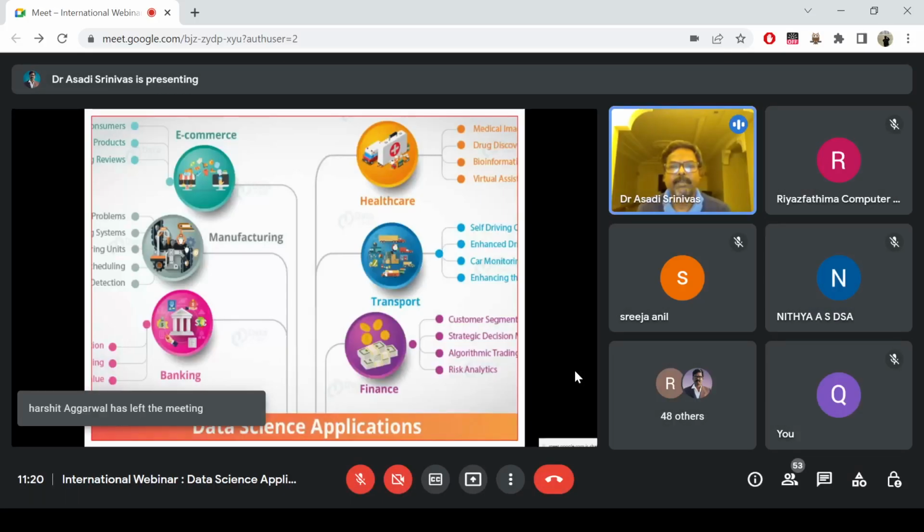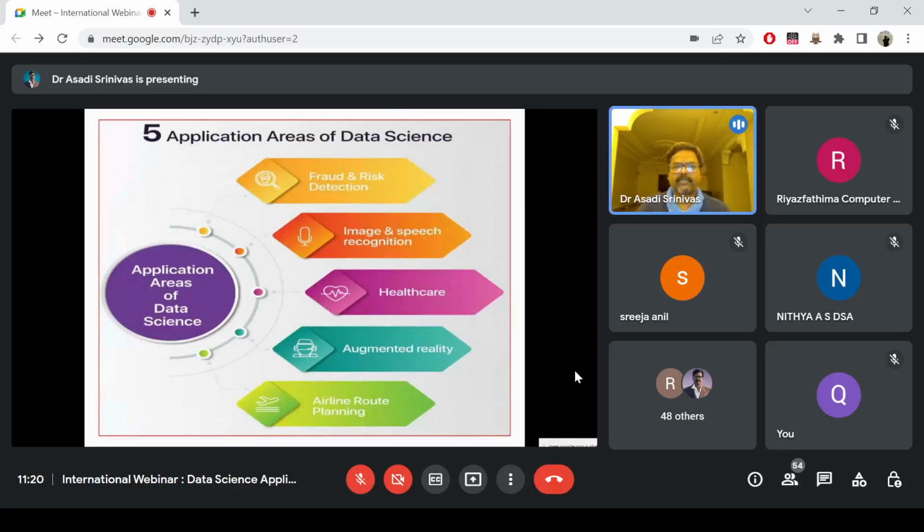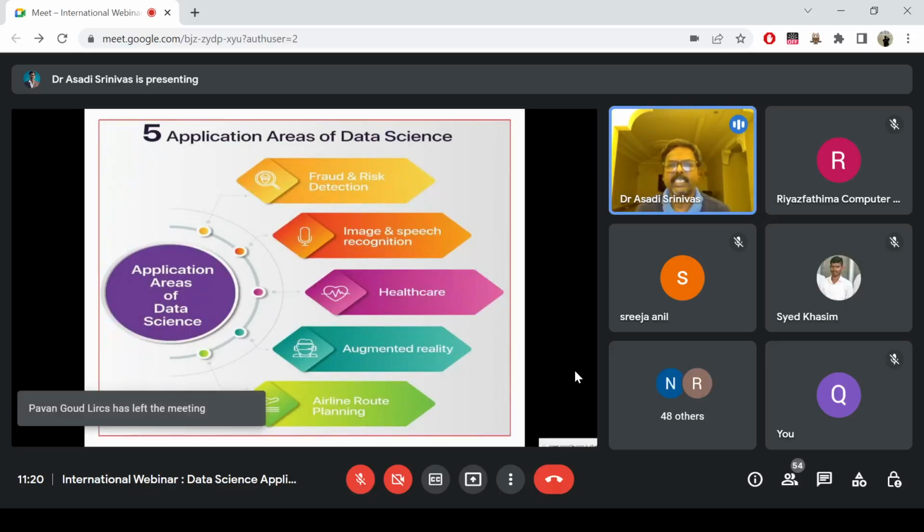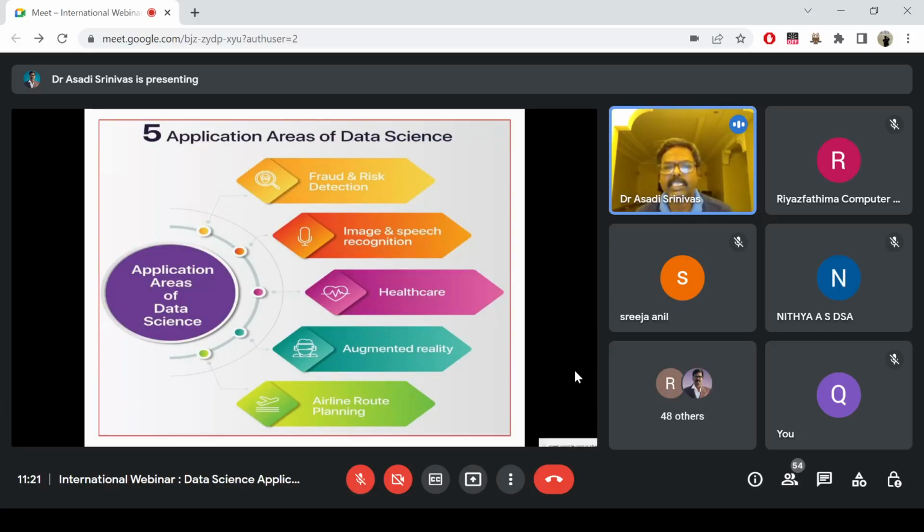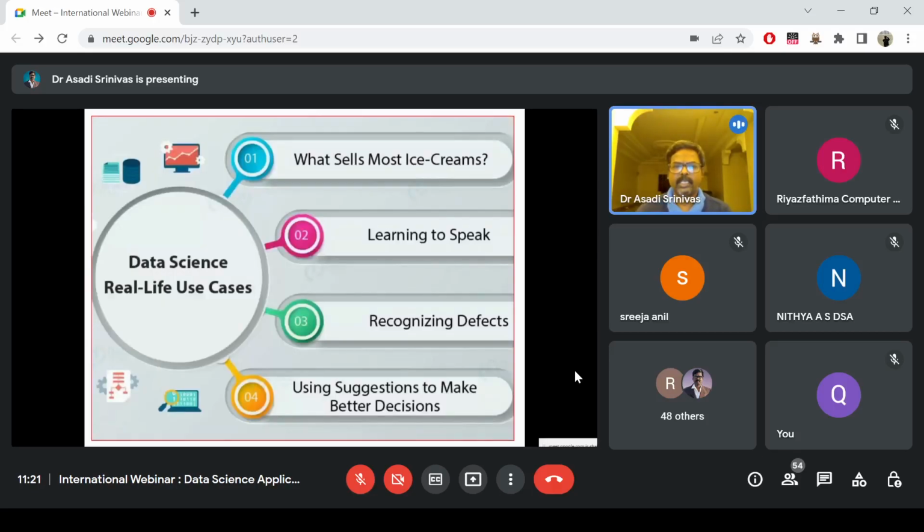Then data science applications, domains like e-commerce, manufacturing, banking, wherever a huge volume of data is present, we are using data science concepts, tools and techniques. Healthcare sector, transportation sector, finance, etc. And these are the five major areas of data science: fraud and risk detection, image and speech recognition, healthcare, augmented reality, airline routing, etc. And these are the data science real life use cases.